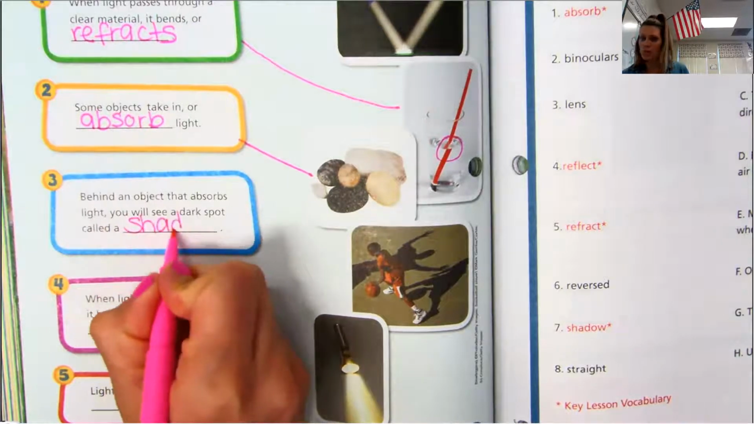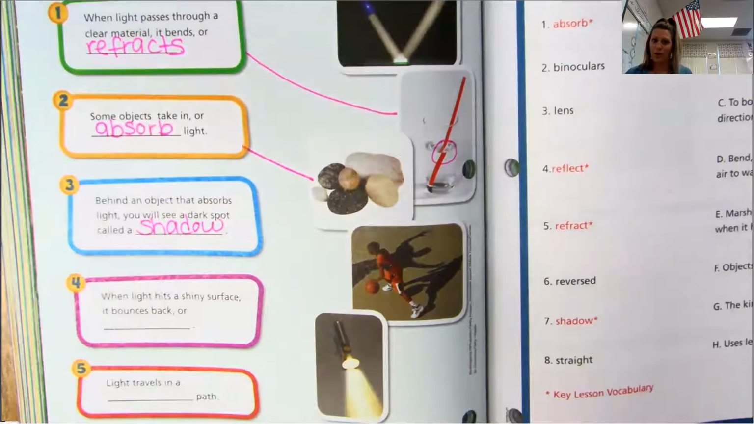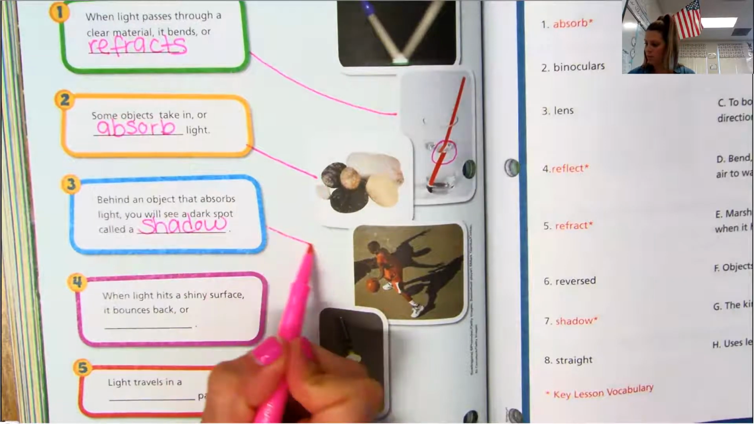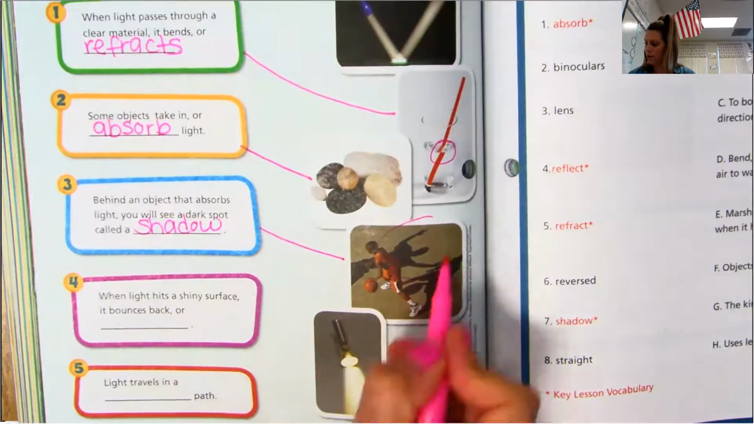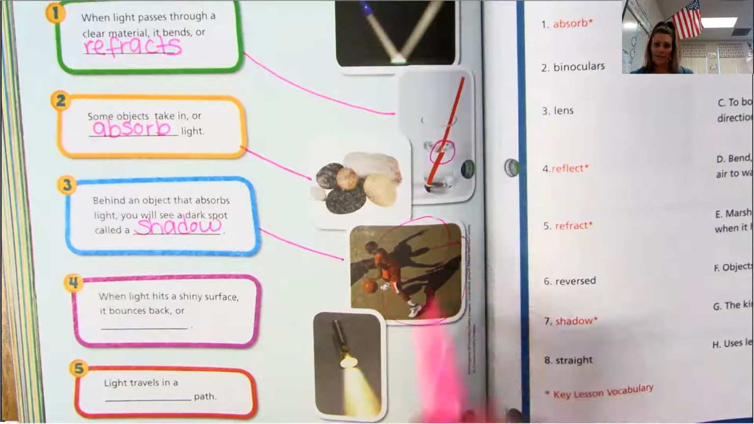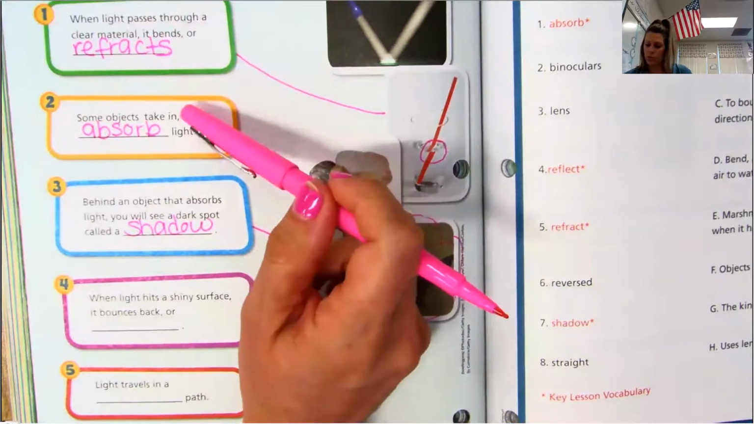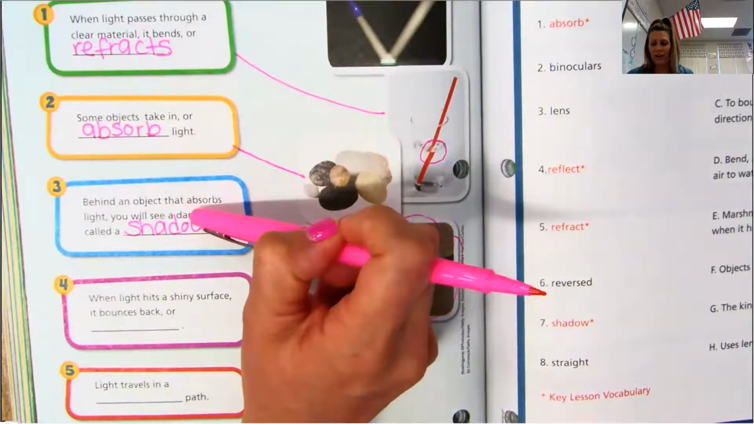And right away, you should be able to identify which one of these is a shadow. Draw your line to it. Where do you see the shadow? Yes, this boy playing basketball right here is his friend's shadow. And right here is his shadow, right? All right, so we've used refracts, we've used absorb, we've used shadow.